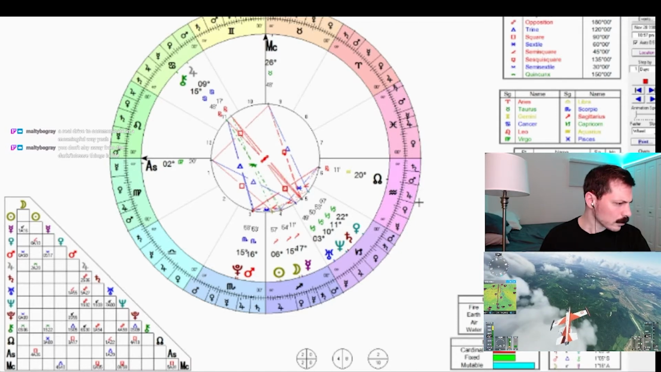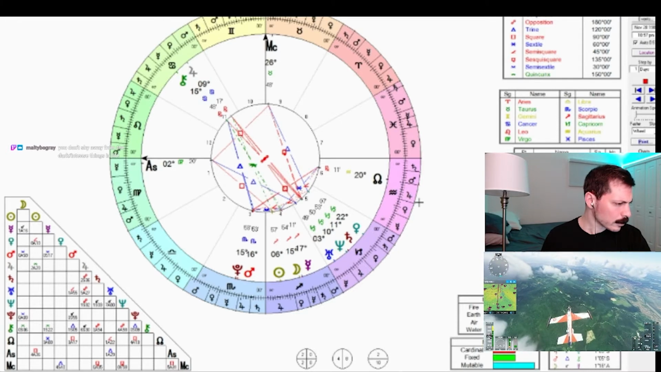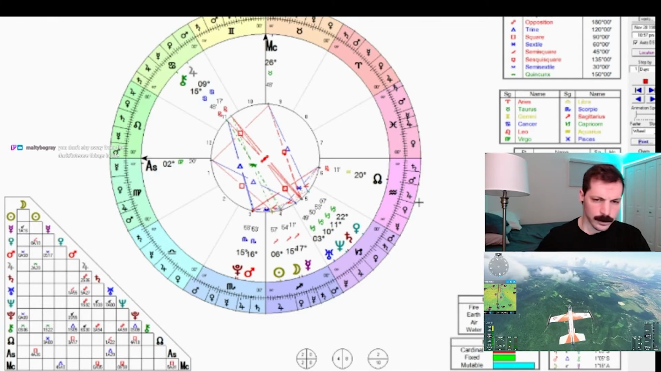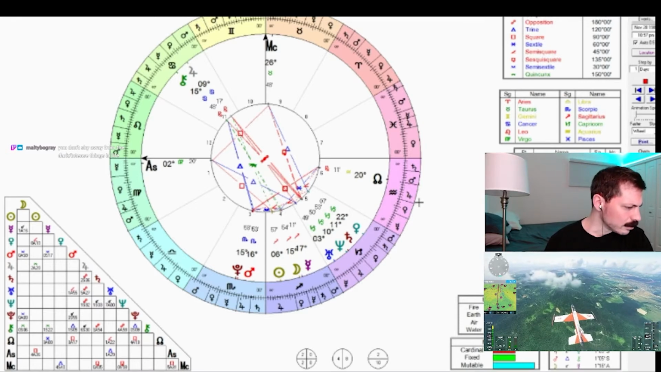That's typically how Pluto will show up in some way, or it's a way in which you don't shy away from the dark and intense things in life, as maybe is saying. So then we can move on to Venus.